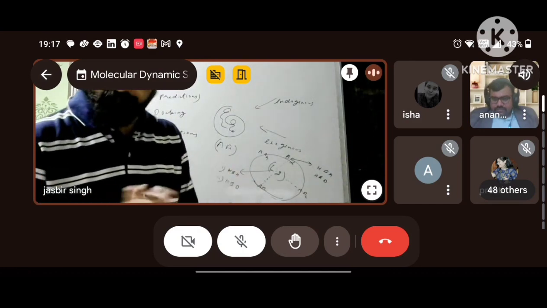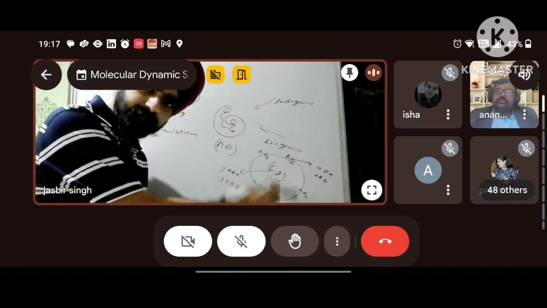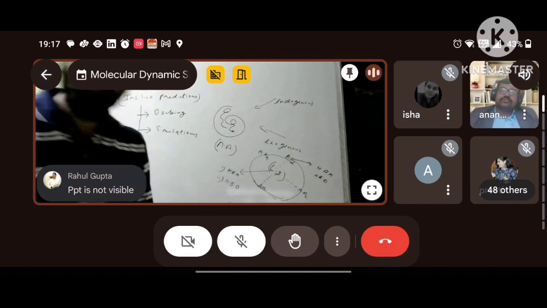So I think this is clear. So for now, we know that the ligand comes inside the pocket, sits there and forms an interaction.